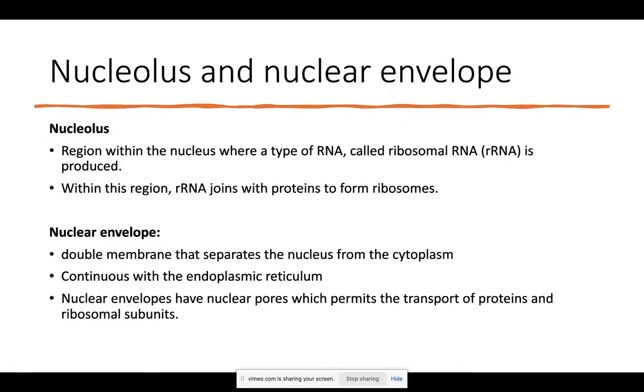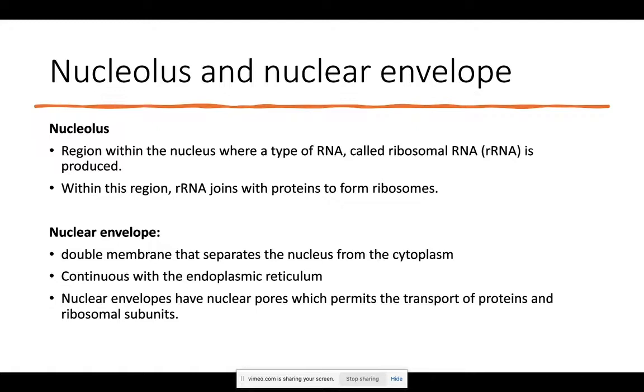Here I have another slide about what the nucleus is and the nuclear envelope. The nucleus is a region where a special type of RNA is produced called ribosomal RNA. So I want you to think nucleus, ribosomal RNA. That's where it's produced. That's all I want you to know about it.